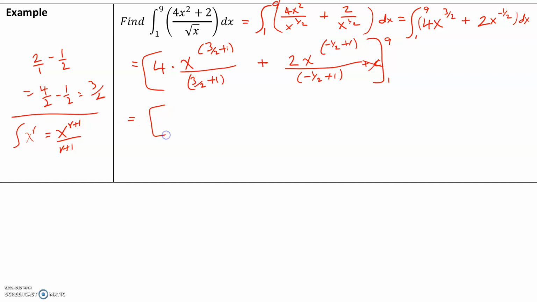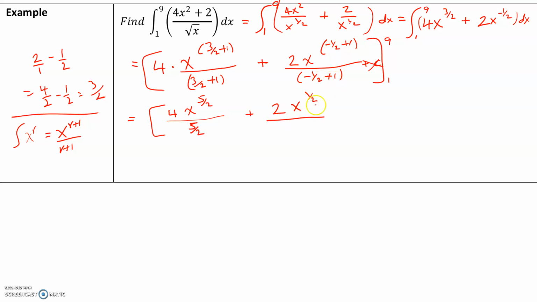Let's simplify this. A lot of simplification to get done. We have 3/2 plus 1. 1 is like a 2 over 2. So this becomes x to the 5/2. Same here, 3/2 plus 1, which is 2 over 2. That's going to be 5/2 plus negative 1/2 plus 1 is x to the 1/2.